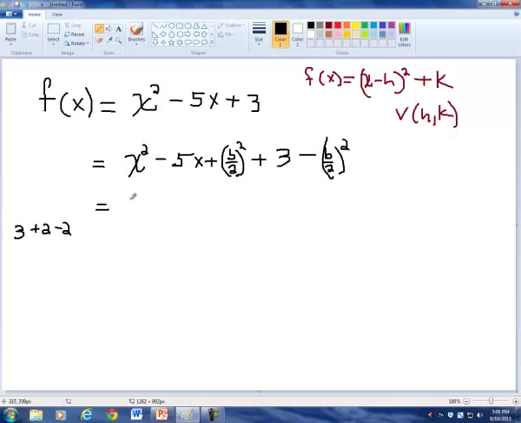Okay, so since b is 5, we'll make this minus 5x here plus, and so we have to put 5 over 2 parentheses squared, and then a minus, and then 5 over 2 parentheses squared there.